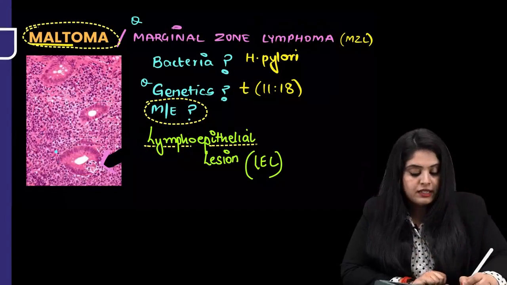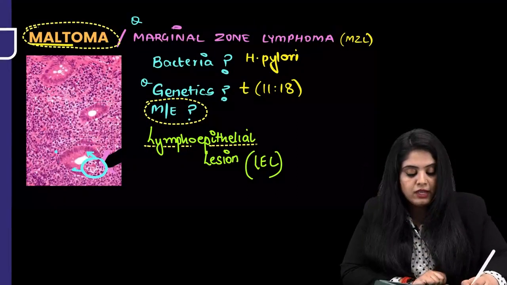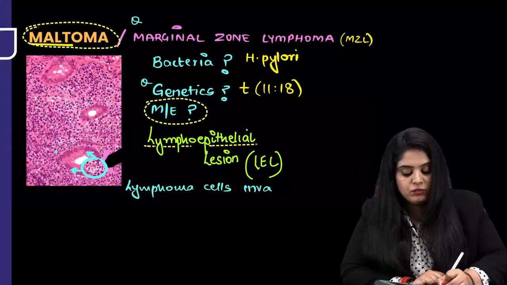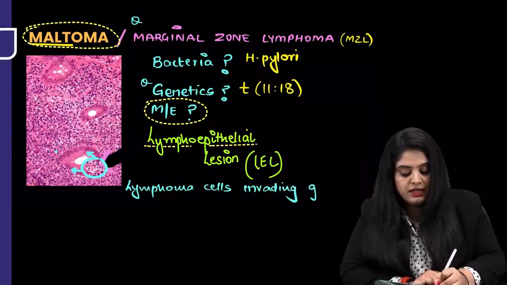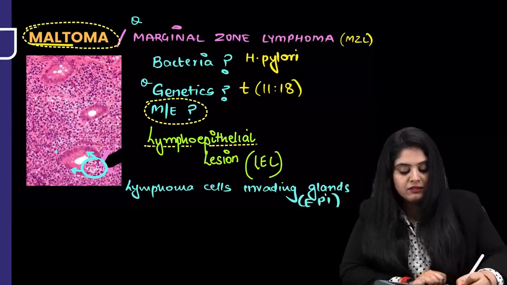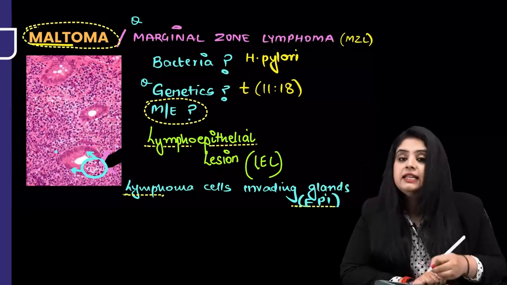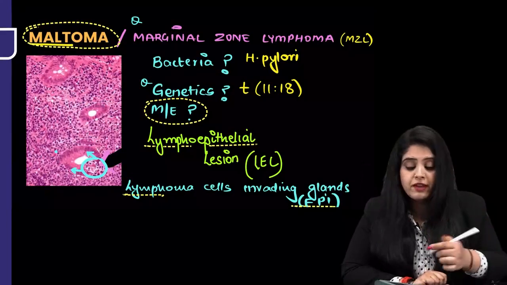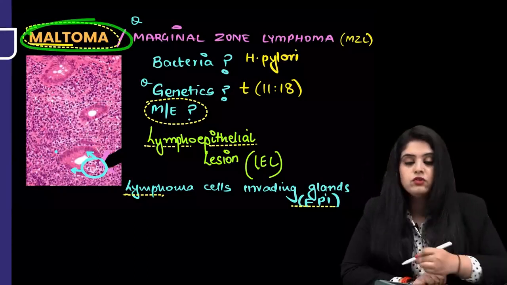So can you see, these lymphocytes, they are trying to invade into the epithelium. Yes, can you see that the lymphoma cells are invading the glands, and that is what you call as the epithelium. They are invading the glands, and by glands I basically mean epithelium. So that is why you call it a lymphoepithelial lesion, because the lymphoma cells are the cancer cells. They're trying to destroy everything. And that is what you need to know about maltoma.